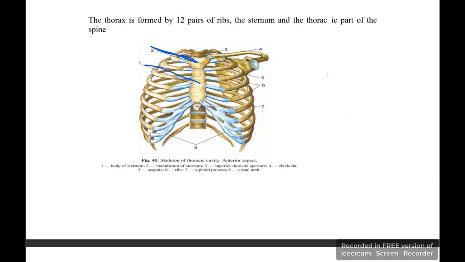Now next, the fourth one is the clavicle. This is the clavicle. This is the scapula from behind. This is the sixth rib, and seventh is the xiphoid process. These were just the outlines of the thorax.